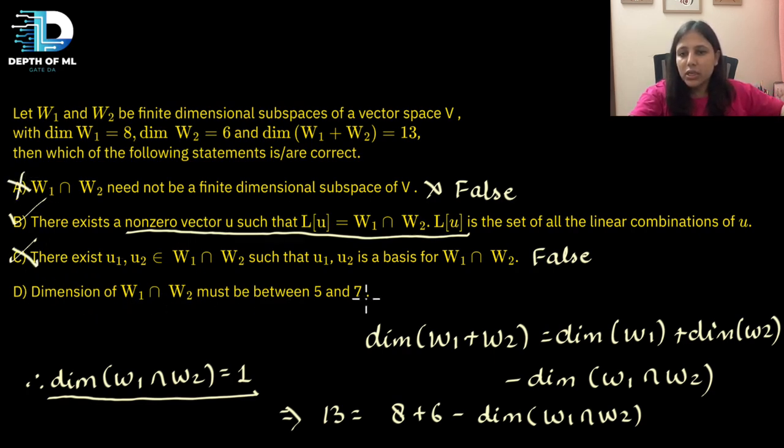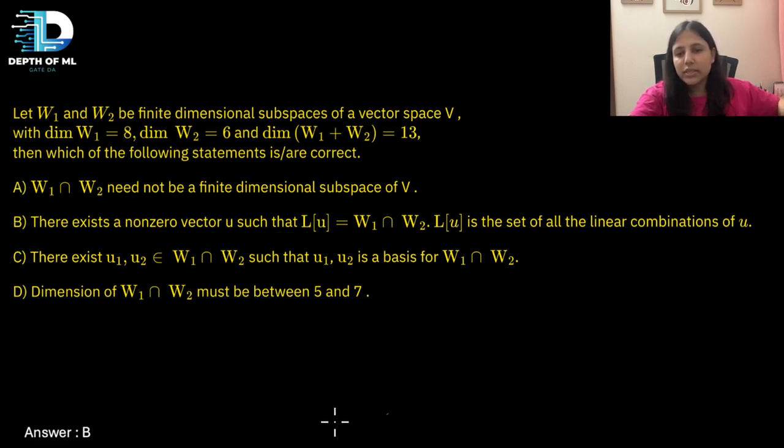Now let's see the fourth option. The dimension of W1 intersection W2 must be between 5 and 7. This is also incorrect because we found out the dimension of W1 intersection W2 is equal to 1. So the only correct option is B.